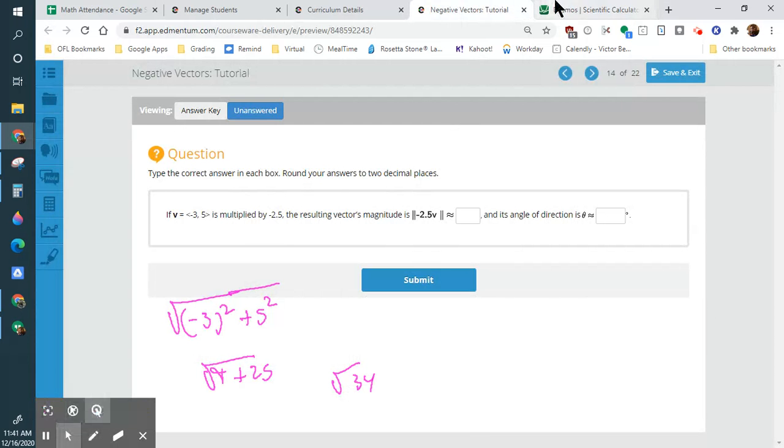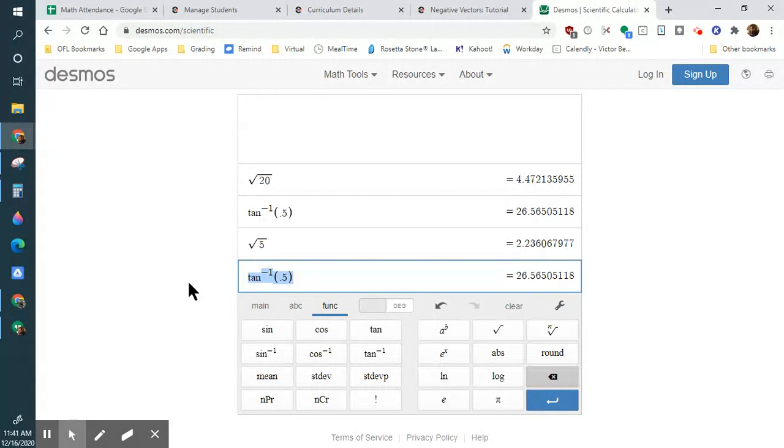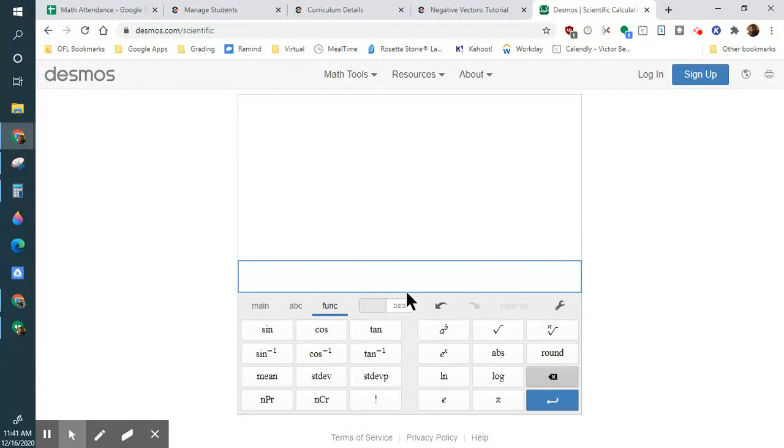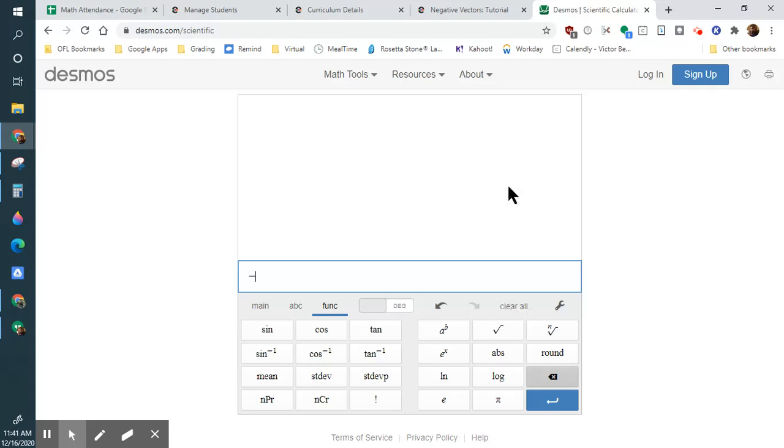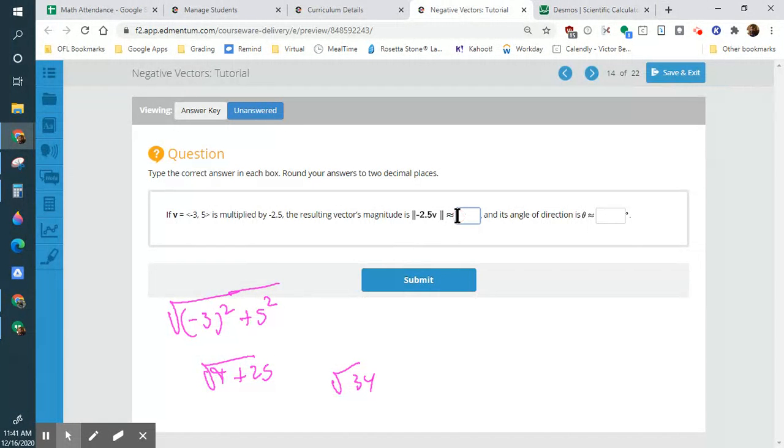And I'm going to clear all. Okay. Is it negative or positive? Negative. Negative 2.5 times the square root of 34. So we're going to get negative 14.58. Your magnitude is always positive, so on my new one, it's going to be a negative answer because we're multiplying by a negative.